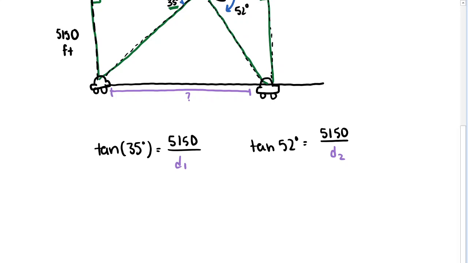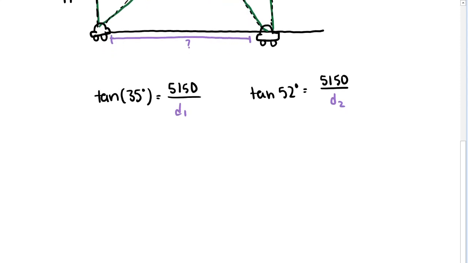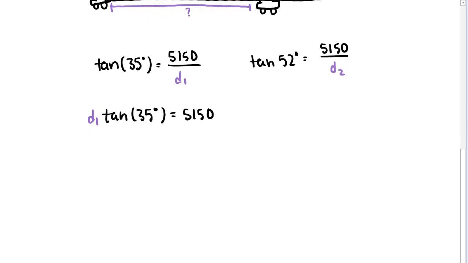And so let's go ahead and shuffle things around and isolate D1 and D2 so we can add them together. So I can multiply both sides of this first equation by D1. And then I can go ahead and divide both sides by tangent of 35 degrees. And so that's some number. I don't know what it is, but we can run it through a calculator to figure it out. And so we get tangent of 35 degrees down here.